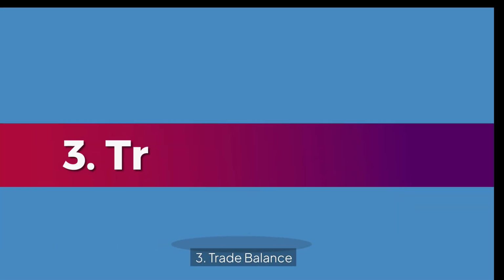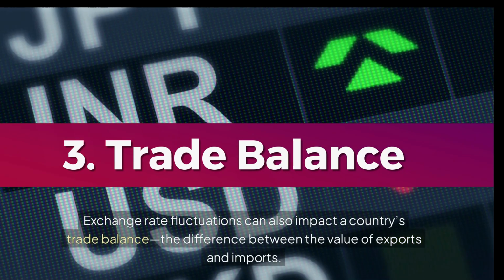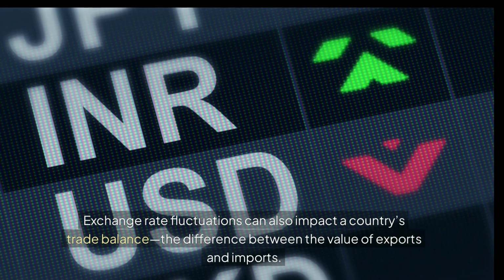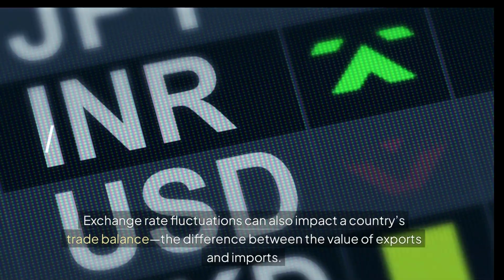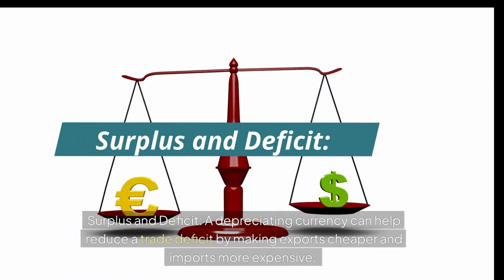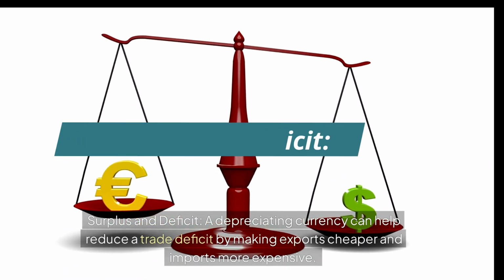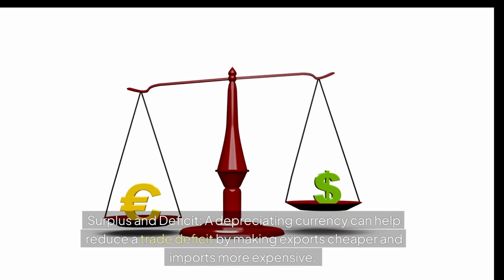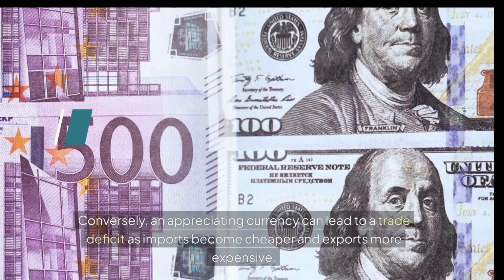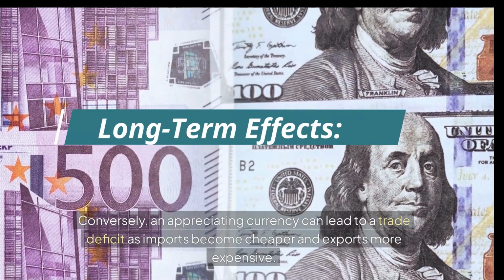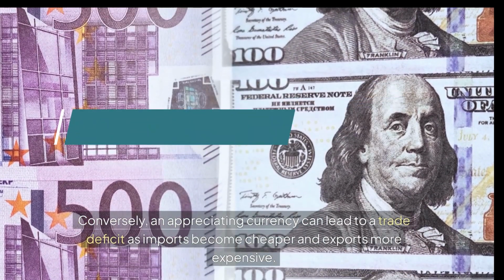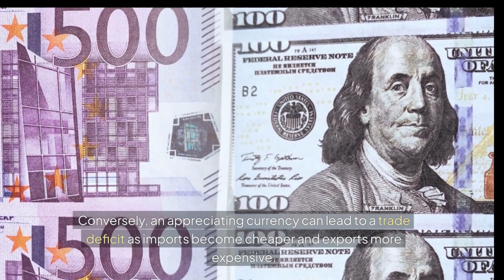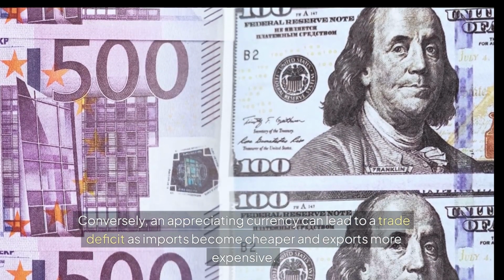3. Trade balance. Exchange rate fluctuations can also impact a country's trade balance: the difference between the value of exports and imports, surplus and deficit. A depreciating currency can help reduce a trade deficit by making exports cheaper and imports more expensive. Conversely, an appreciating currency can lead to a trade deficit as imports become cheaper and exports more expensive.